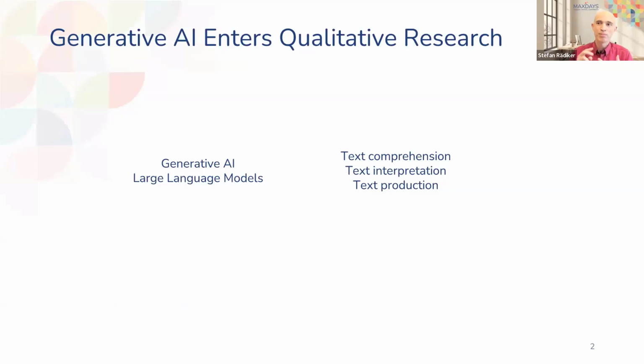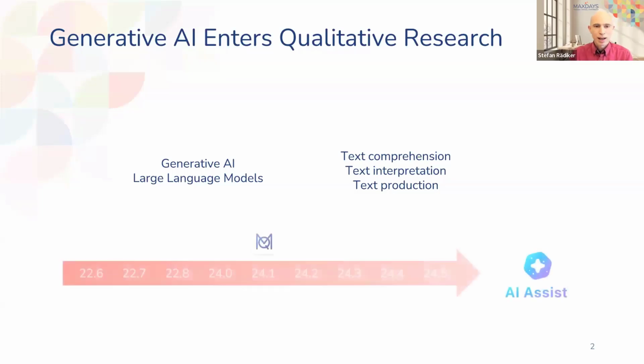Text comprehension, text interpretation, text production. And with each update, over the past 18 months, AI has become more and more an integral part of MAXQDA, potentially transforming how we conduct qualitative research. In my talk today, I will address several methodological and practical questions related to this development and the integration of AI into qualitative research. So let's start with a simple question.